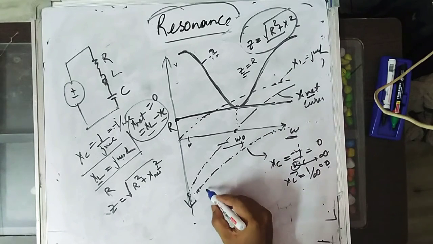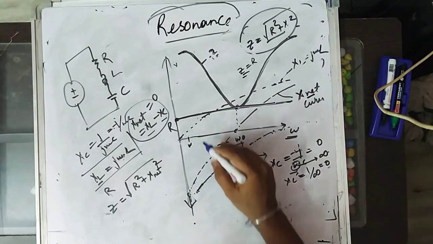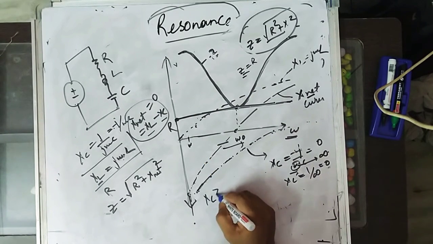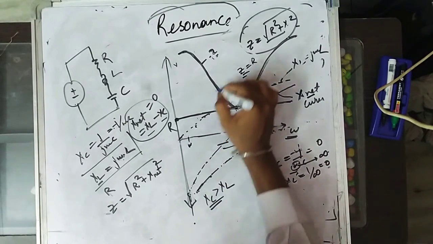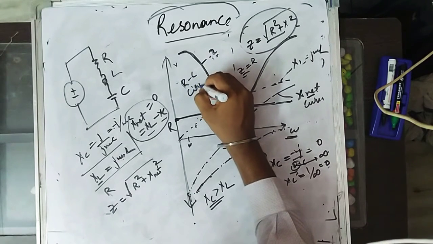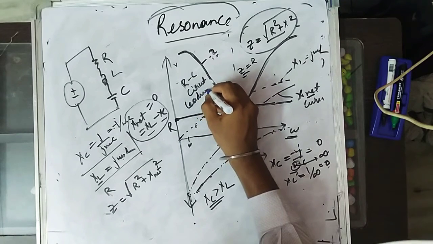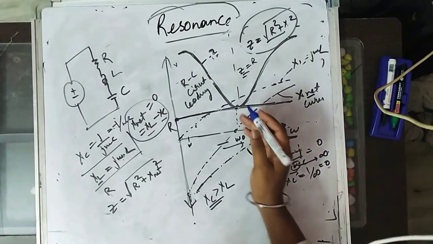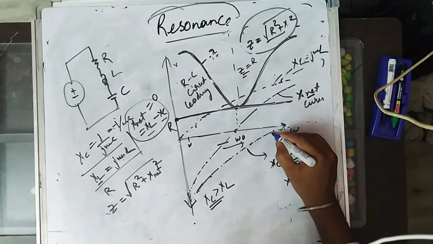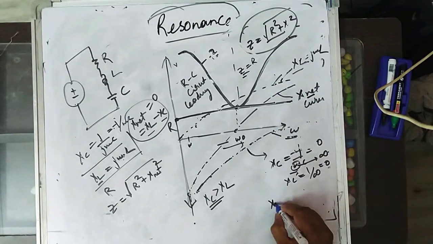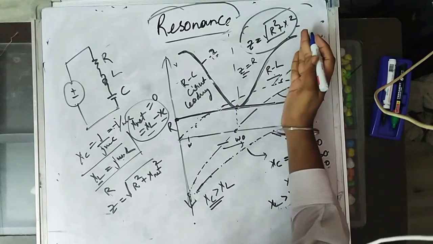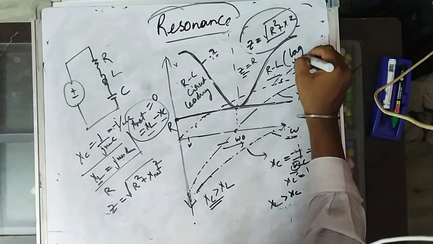So if we observe here, the net capacitance effect is higher than inductance. If capacitance is higher than inductance, that is Xc is greater than XL here, this left half will become an RC circuit, or leading circuit. Okay. Now if you observe carefully here, XL is greater than XC. XL greater than XC means this right side will become an RL circuit, and it will be lagging.